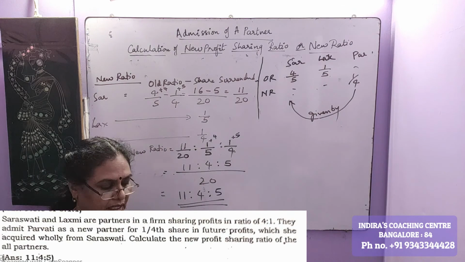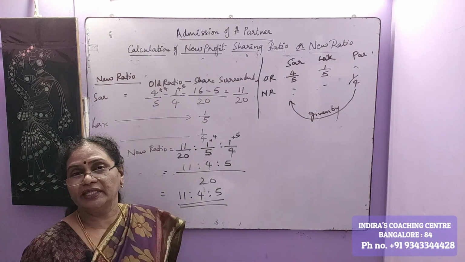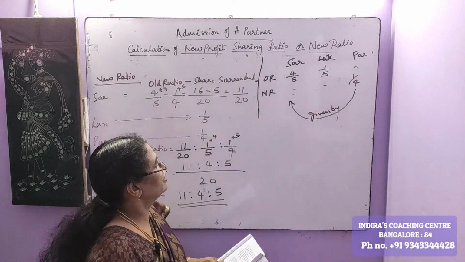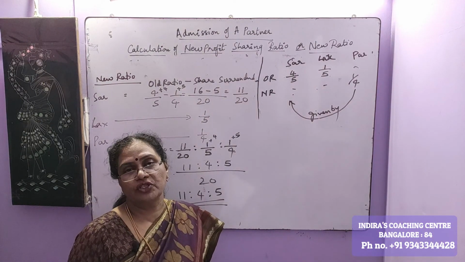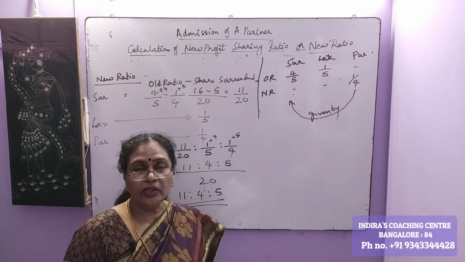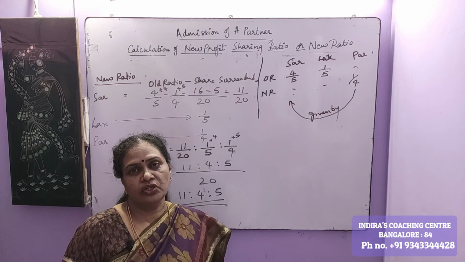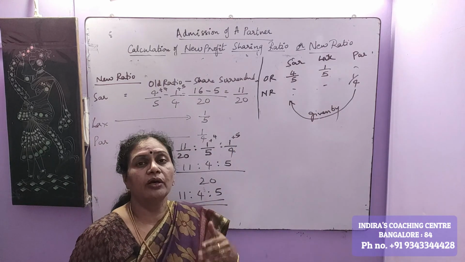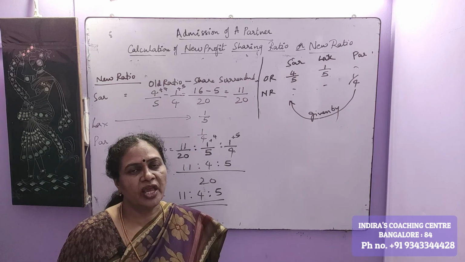Your answer is right. So these are the different ways or possibilities of what can be given as questions in your examination, and this is how you have to calculate the new profit sharing ratio on the admission of a partner. In my next video, I will teach you how to calculate the sacrificed share of the old partners, where the old ratio and the new ratio might be given, and you have to find out the sacrifice share.